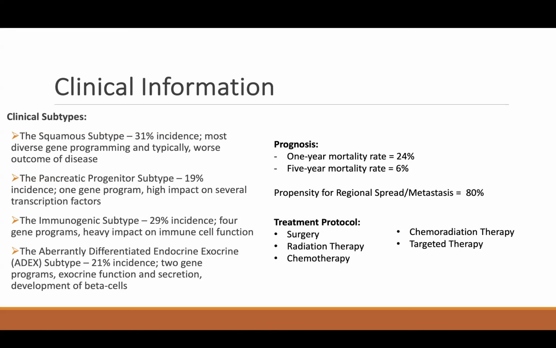For prognosis, we have roughly a 1-year mortality rate of 24% and a 5-year mortality rate of 6%. The propensity for regional spread and metastasis is 80%, which is quite high. And then some of our treatment protocols are surgery, radiation therapy, chemotherapy, chemoradiation therapy, and targeted therapy. Some of the things we'll be talking about more so heavily would be chemotherapy and then the targeted therapy.